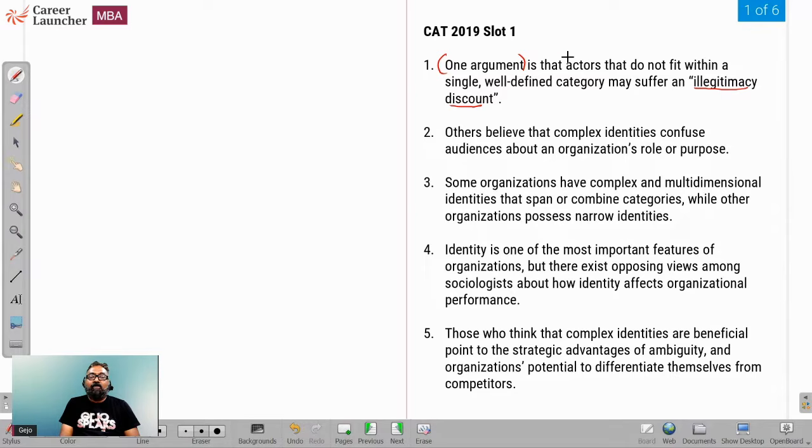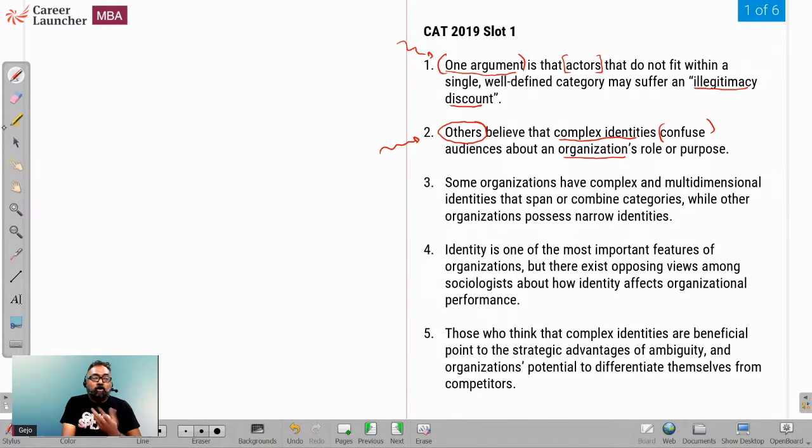So you've got this word actors. Immediately when you look at this sentence, naturally you will see that one argument means that this needs some kind of support from a previous sentence, right? So there could be many arguments, and then this is one argument. Okay. The second sentence starts by saying others, which is nice. This sentence, of course, also needs support. Who are these others? Believe that complex identities confuse audiences about organization's role and purposes.